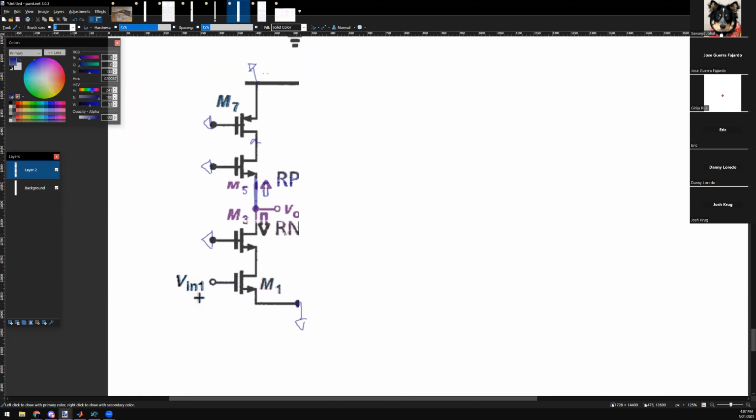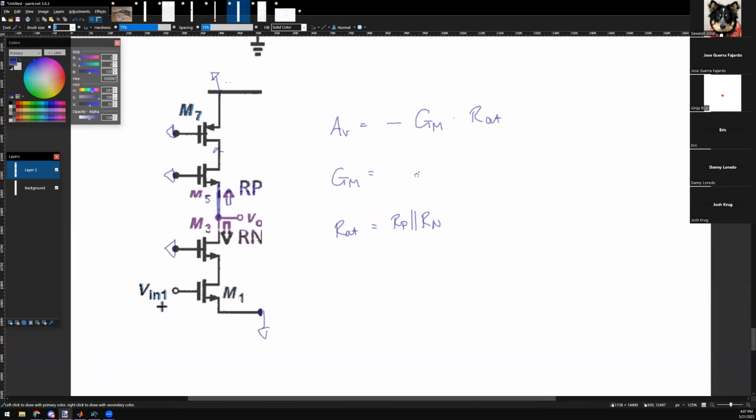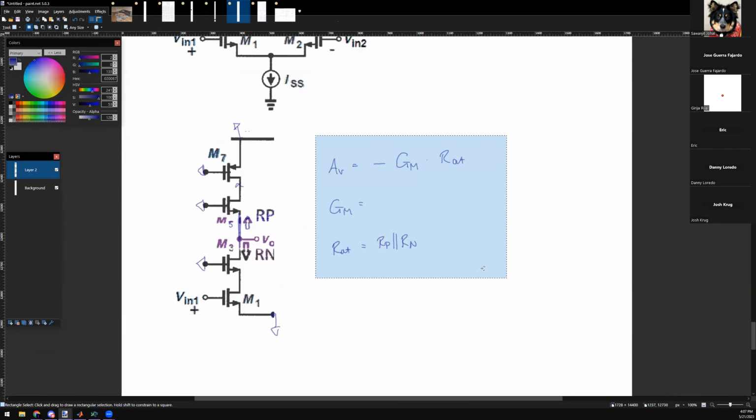Yes. So I could solve this my way, or you could solve it your professor's way. The professor's way prefers you to say that the gain of the circuit is negative GM times R out. In this case, GM is something we didn't solve, but R out is just going to be RP in parallel with RN. And GM is going to be something, but I didn't calculate it. So which way do you want to do this? The easiest one. Your way, finding the AV.